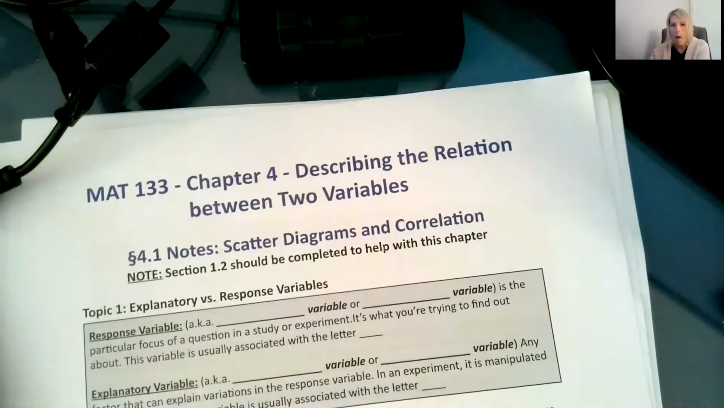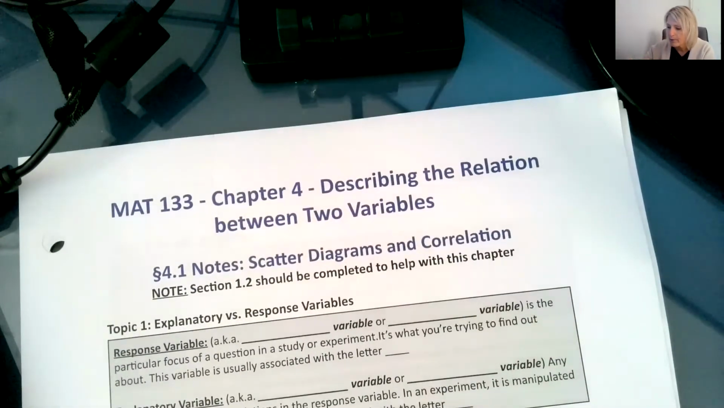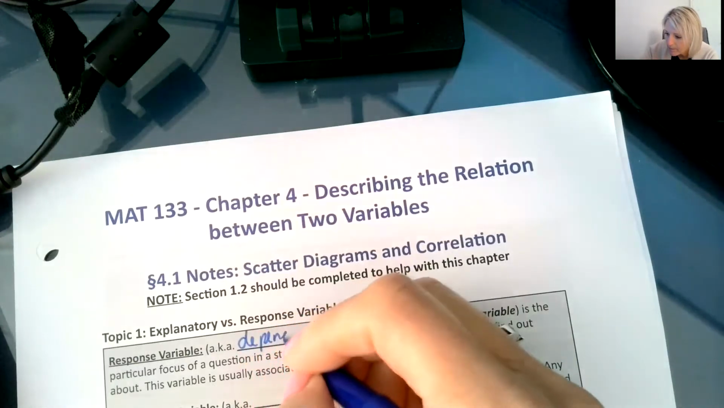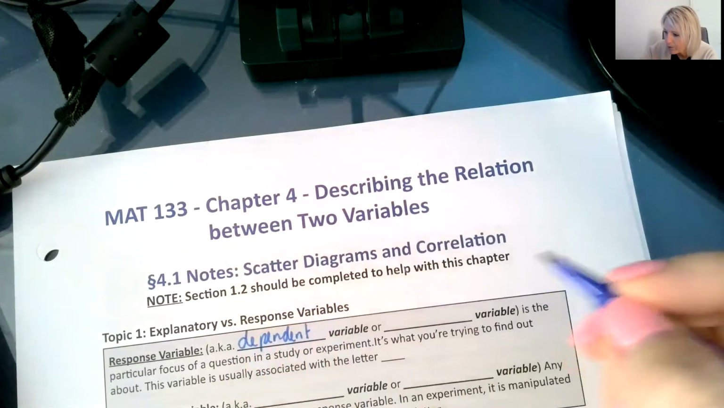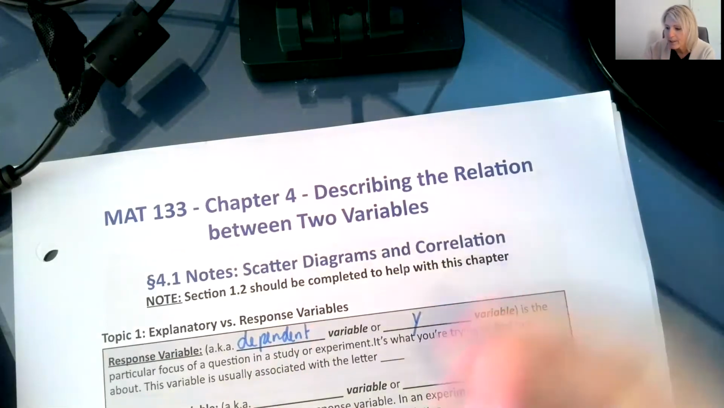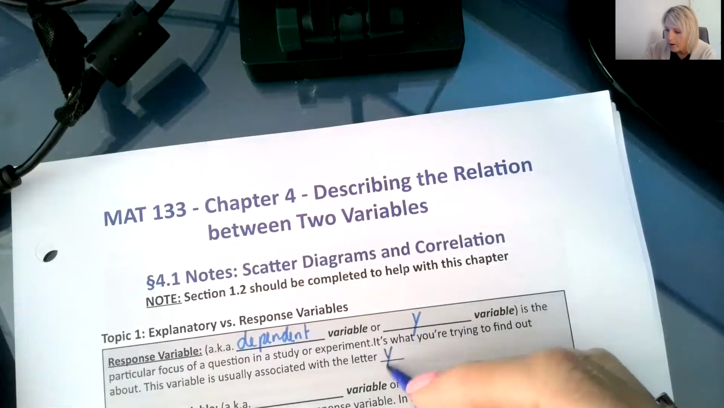And so you can turn into your course pack to page 107. We will start looking at this information. So there's our response variable, aka the dependent variable, or y. It's a particular focus of a question in a study or experiment. It's what you're trying to find out. This variable is usually represented by y.